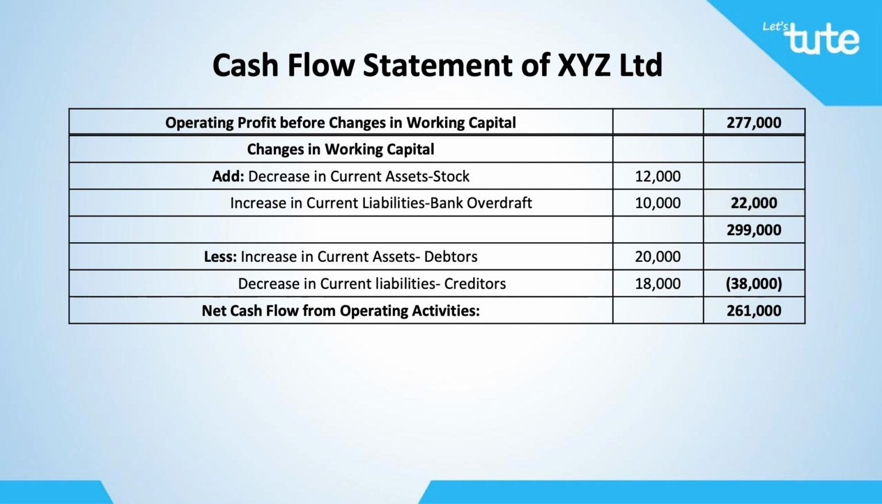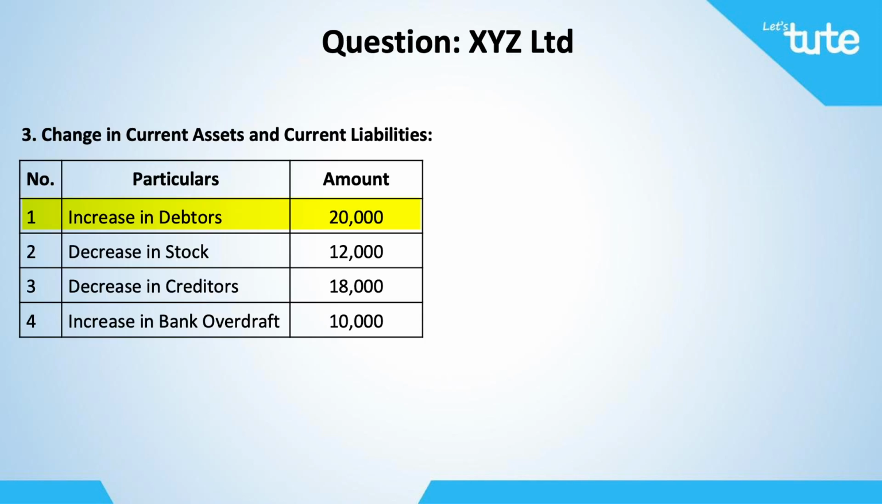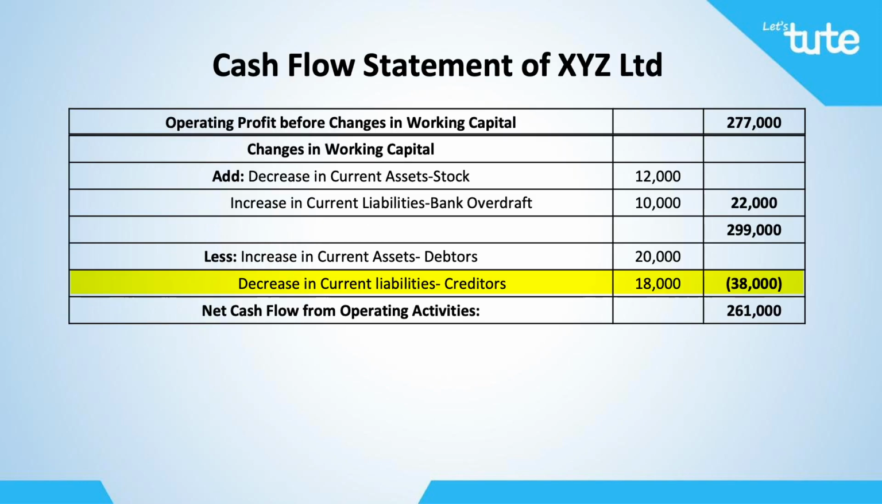Similarly, after this step, we have to deduct the increase in the balance of debtors, which is 20,000, and decrease in the balance of current creditors, which is 18,000, from the total of 299,000. After following these steps, finally we will get the figure of net cash flow from operating activities, which is 261,000.